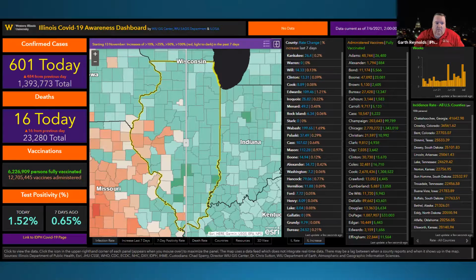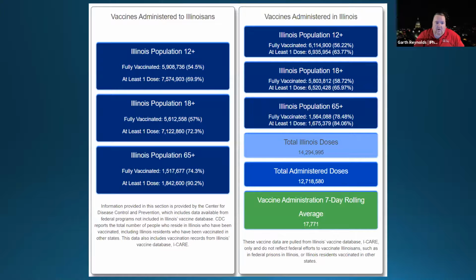And with that number, we are above the 70% margin for the state for at least 1 dose. So we did meet President Biden's goal for July 4th. Unfortunately, the rest of the country did not. We've got 4 states that are lagging very much behind, and those states are significantly being impacted with cases. That should surprise absolutely no one on this call.